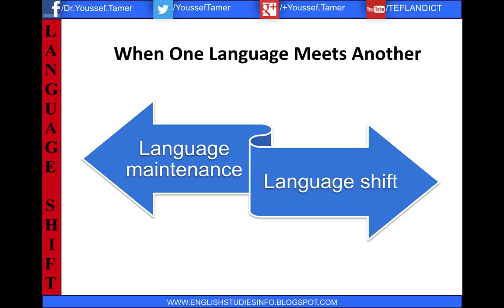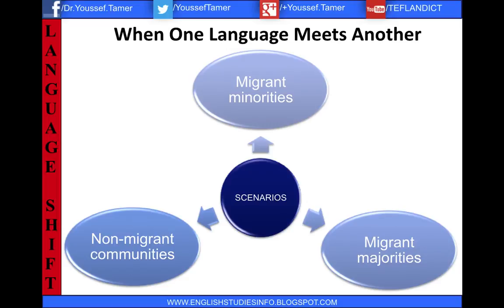Please, can you shut it off? Yeah. Make it silent. Make it silent. Make it silent. Please, sit down. When one language meets another, yes.